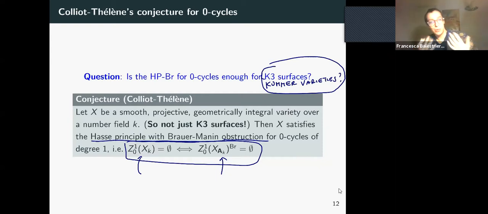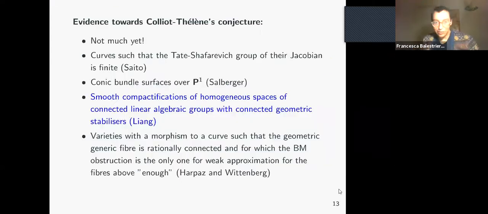How much evidence do we have? Unfortunately, not very much yet. That's the main problem. We don't have much evidence towards this conjecture. So here I've just mentioned some of the results we know. So we know this conjecture is true for curves such that the Tate-Shafarevich group of their Jacobian is finite.